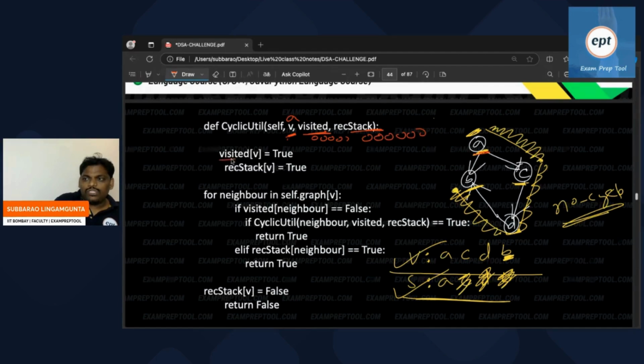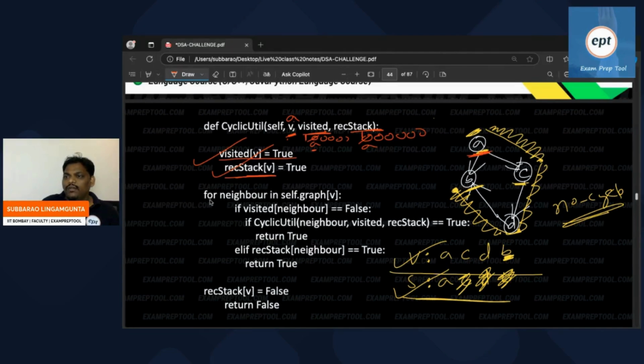Visited of whichever vertex it is, that is true. Suppose it is A, make it 1. And next, stack of the vertex, whichever you have, A, that is also 1. Completed. Now start the story. I am at A. Visited of A is 1, stack of A is 1, everything done. Now find out A's adjacent nodes.